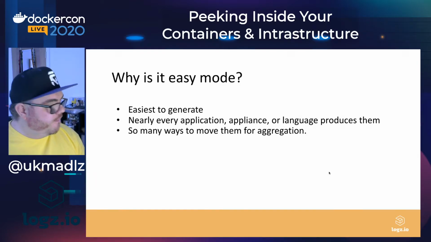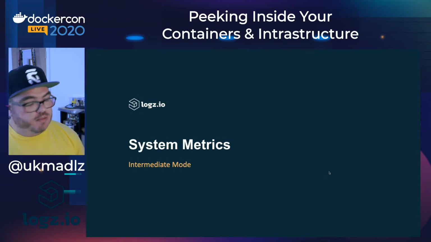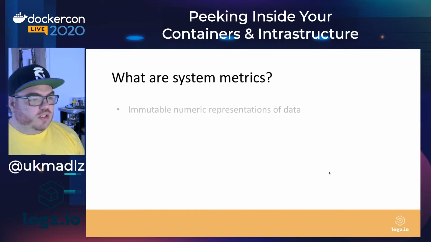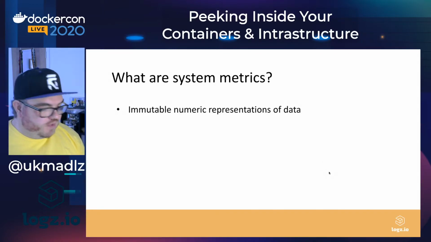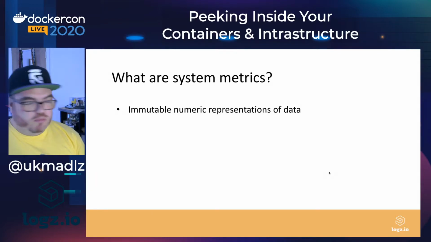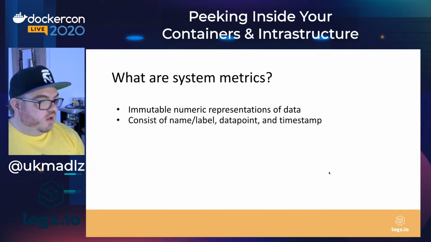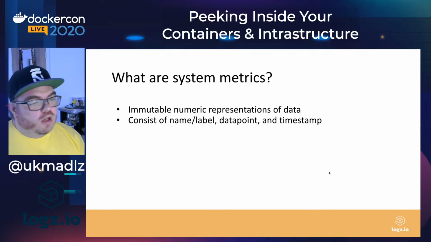Next up, pillar 2, system metrics, intermediate mode. Now, what are system metrics? They're immutable numeric representations of data. So these are singular quantifiable things that you can do. Things like CPU, disk I/O, memory percentage usages. They normally consist of their name or label, the specific data point, so the integer, the percentage, etc., and their unique timestamp.